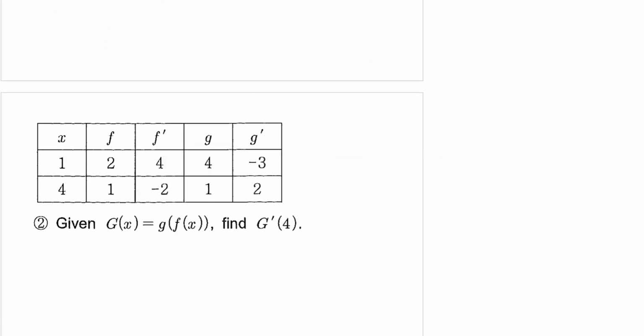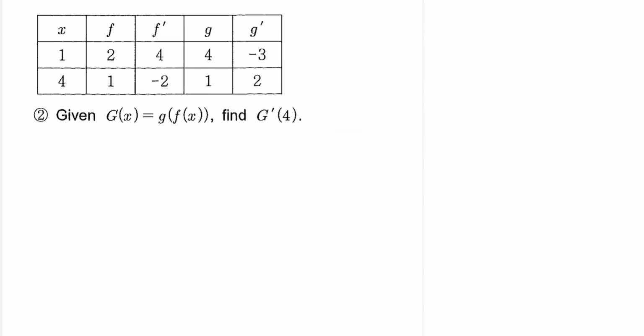Okay, let's move on to the next table question here. I need to find g prime of 4. So here is my function. Let's go ahead and take the derivative. So g prime of x equals 2. Now the outside function is g, right? So that's going to be small g, so g prime, and then everything remains the same.